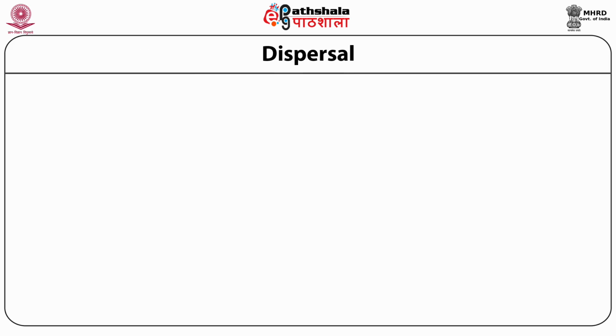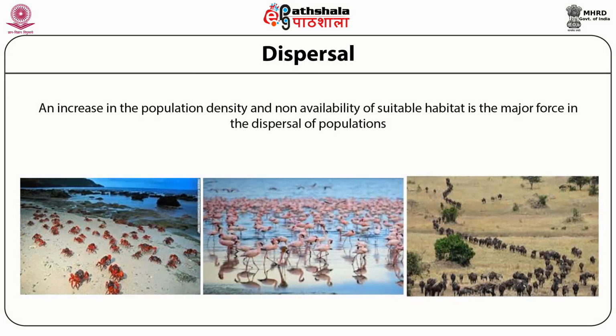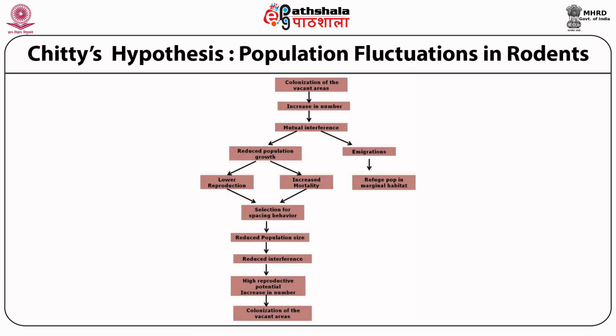As it is clear in this slide, you can see the increase in the population of the crabs, shorebirds, and the terrestrial animals like elephants. When the population density is increased, they move out and go in search of a new area for themselves. This was explained by Chitty and is commonly called Chitty's hypothesis, and he had studied it with reference to the population or distribution of rodents.